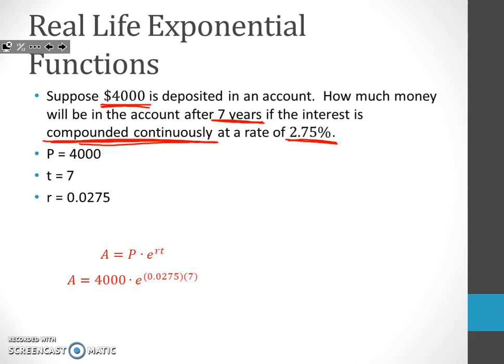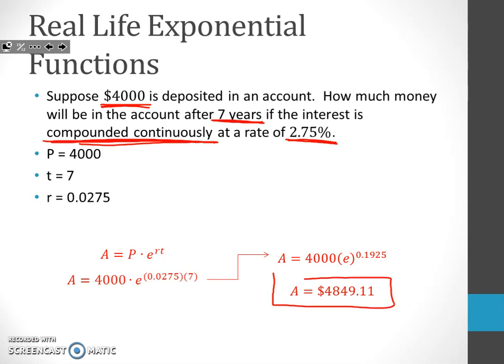Honestly, this one's probably simple enough. You can plug it all in at once. If you wanted to simplify it, plug in just your exponent to start. Okay? Plug that in. Should get about 0.1925. And then plug this in your calculator, and you should get 4,849.11 for your answer. Again, if you need to, pause the video, take your time on this, make sure that you get the correct answer. Okay? We're going to go ahead and go on.